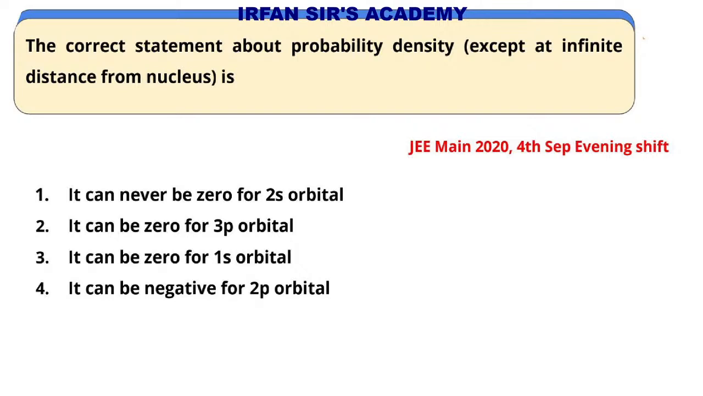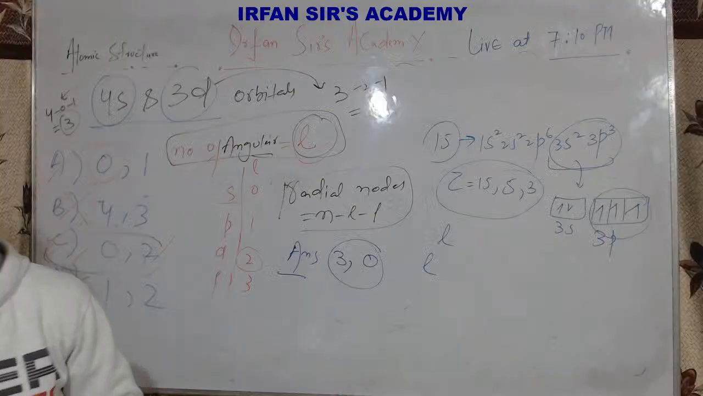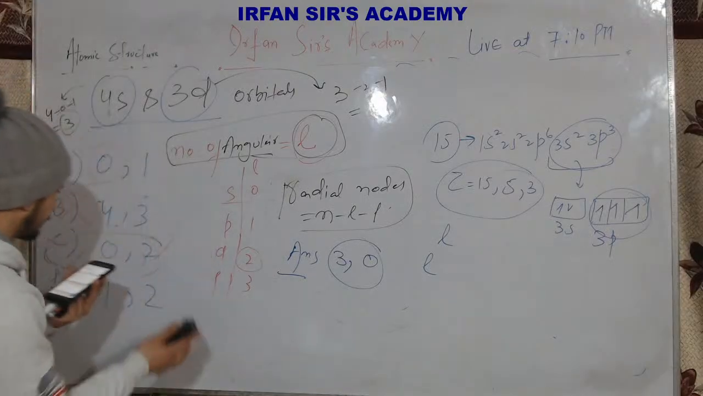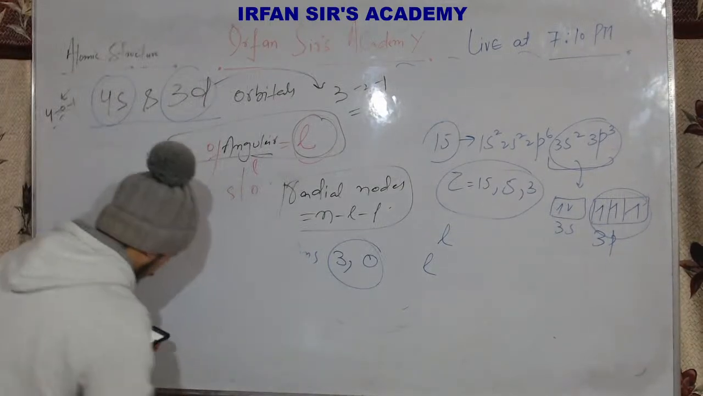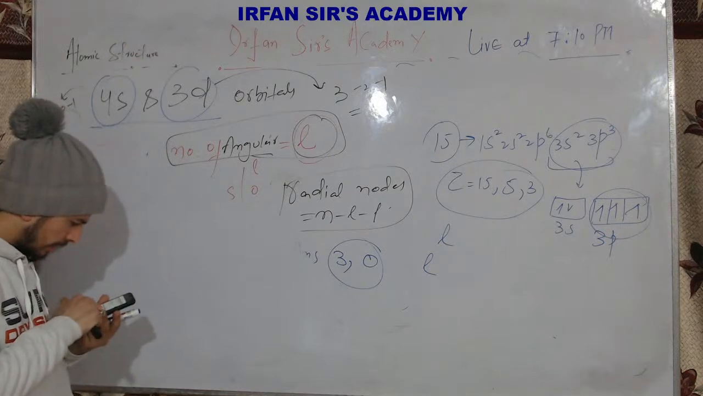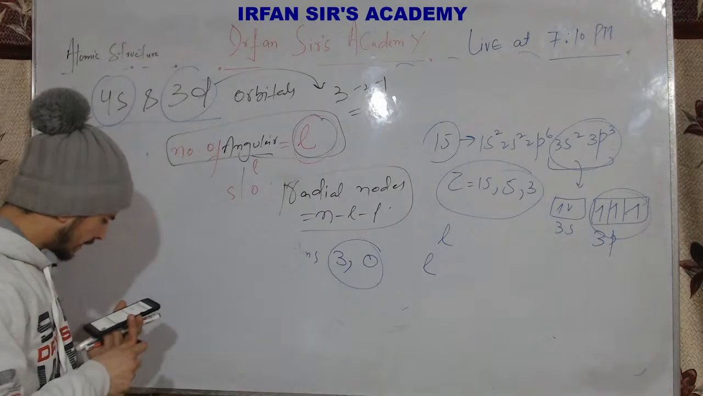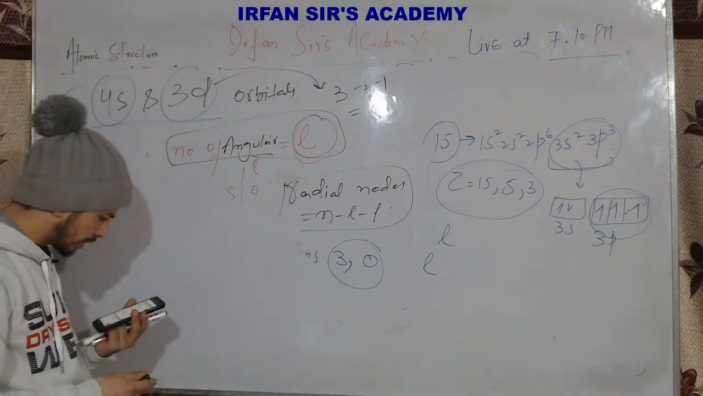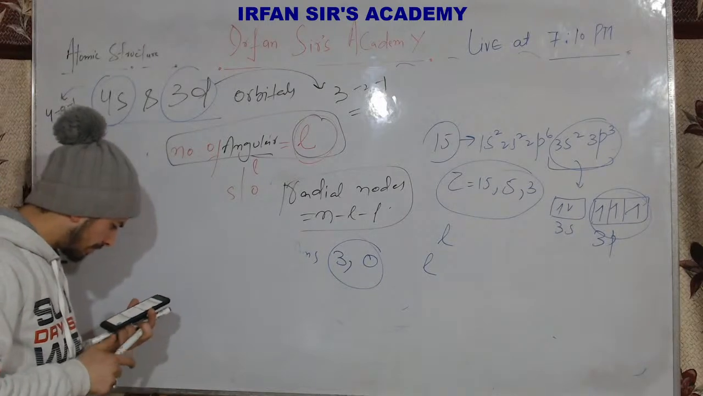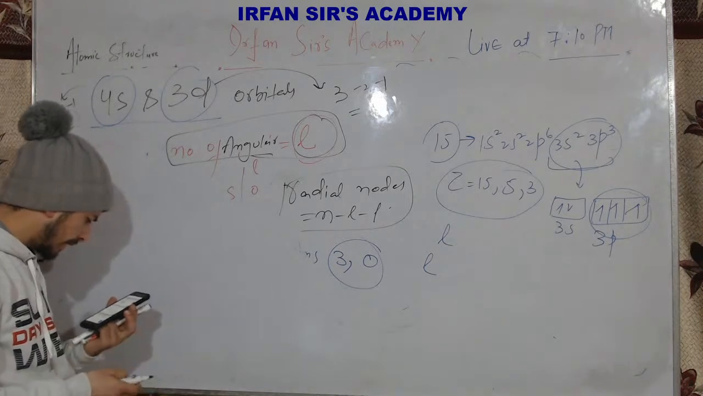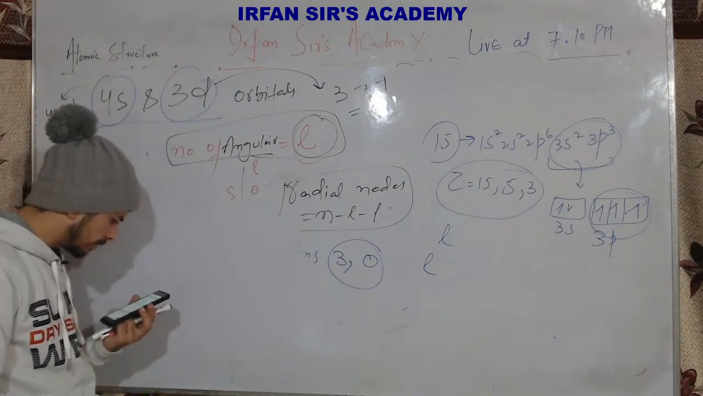It can be 0 for 3p. We'll see. The question is like this: Which of the following are the correct statements about the probability density function? Probability density function is mod of psi square. Except at infinite distance, it can never be 0 for 3s orbital.